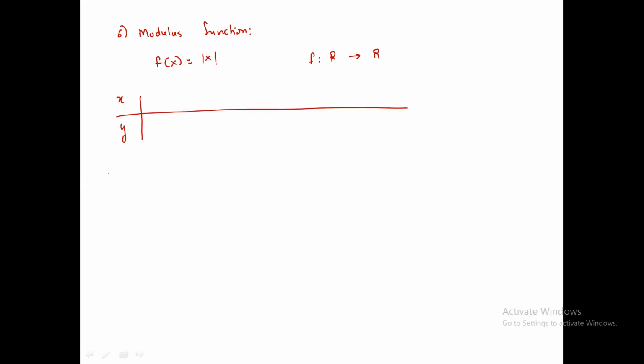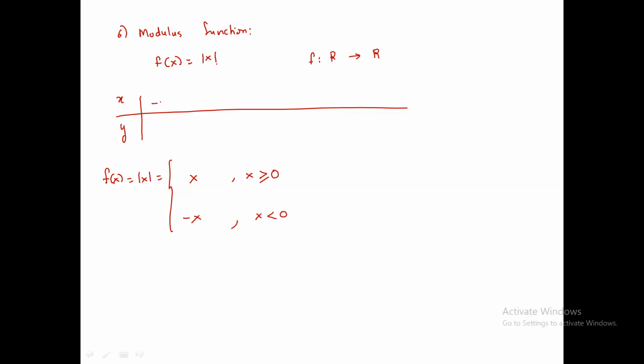For that, actually, this modulus function is a piecewise function. That means it has two pieces. One is x and the other is minus x. X is when x values are taken positive or 0. Minus x when x values are taken less than 0.